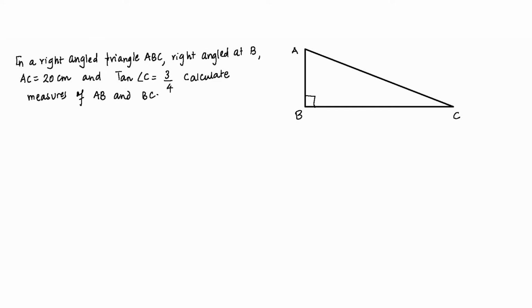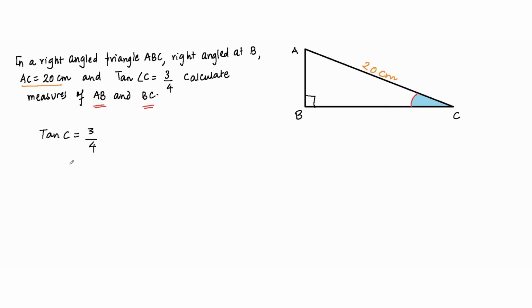The length of AC is 20 centimeters. That is given to me. So let me mark that. AC is 20 centimeters. Tan of angle C is 3 by 4. So tan of angle C is basically going to be tan of this angle. So tan of this angle is going to be 3 by 4. So it's given that tan C is 3 by 4. Now we have to calculate the measures of AB and BC. That is, we have to find the measures of AB and BC.